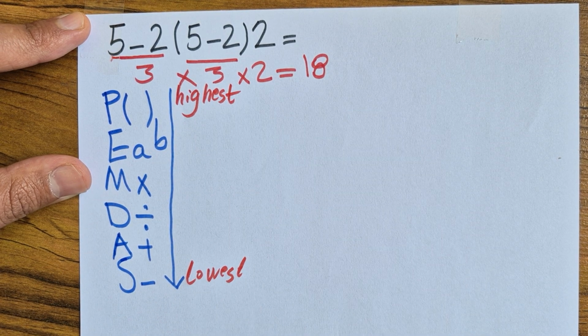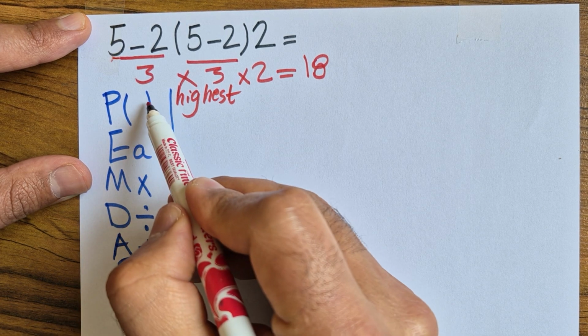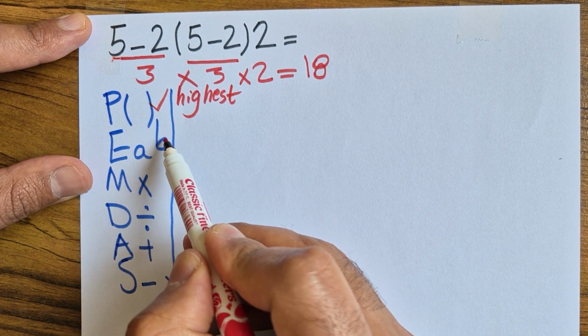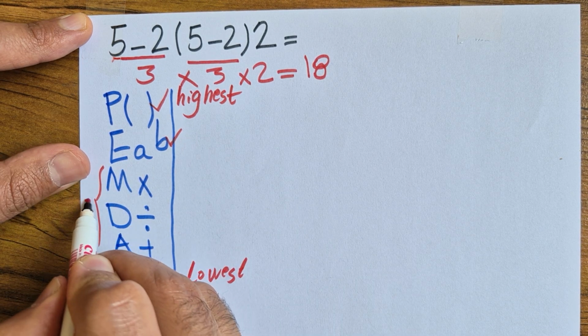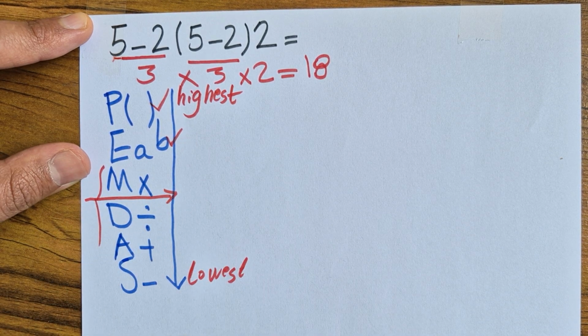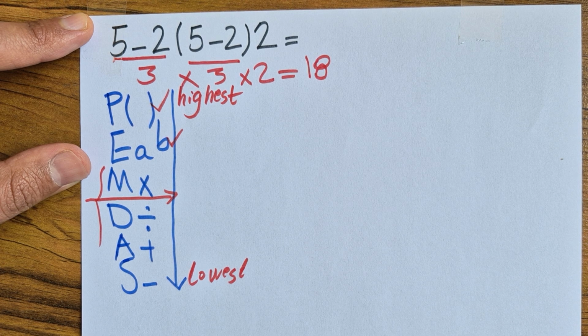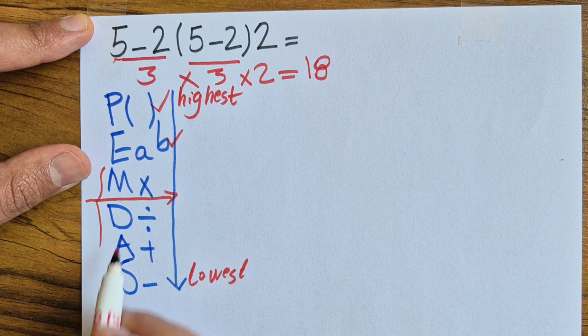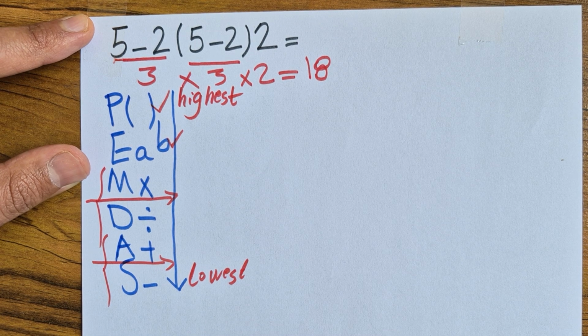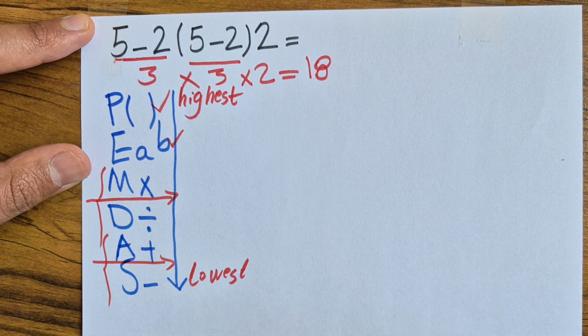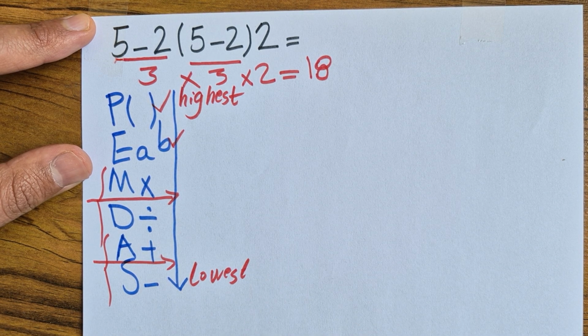PEMDAS means that you must go for parentheses at first, then go for exponents, then go for multiplication and division from left to right. They have the same priority. Then go for addition and subtraction from left to right. Let's now revisit our original problem. So for God's sake, never be lost, learn PEMDAS.